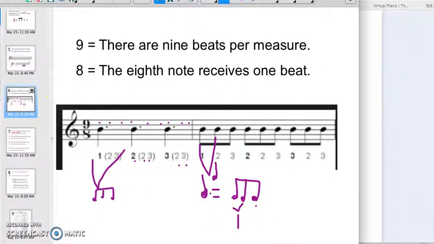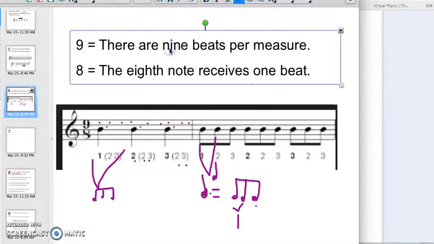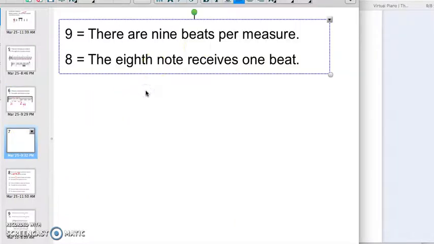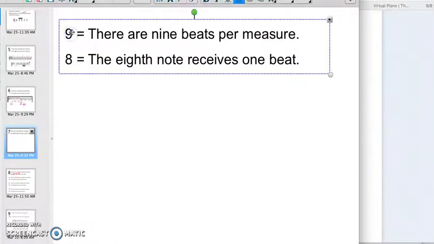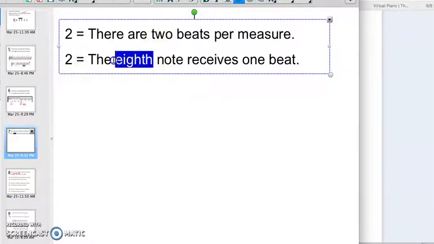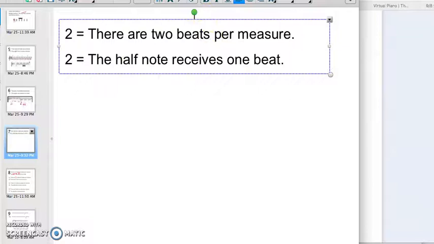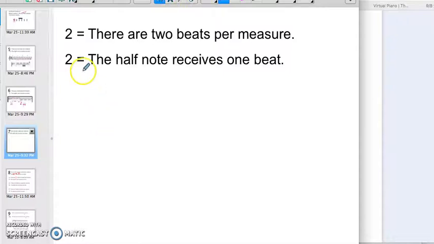So going back over to my equation, I'm going to do this, and I think it was 2 time. Yep. So, in 2 time, there are 2 beats per measure. It's always the top number. And when the 2 is on the bottom, our half note gets a beat. So basically, I have 2 half notes per measure. Half note and a half note.